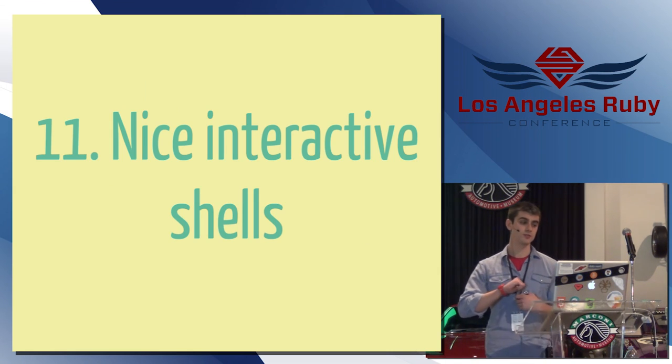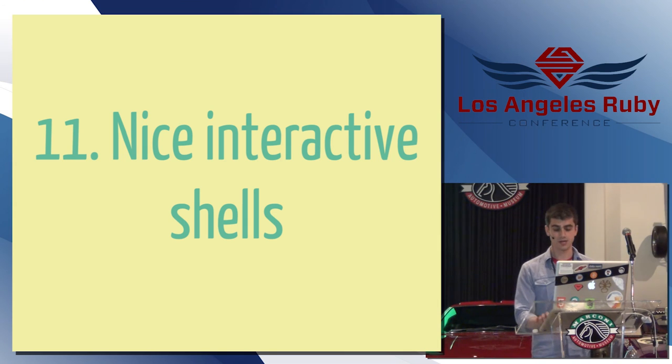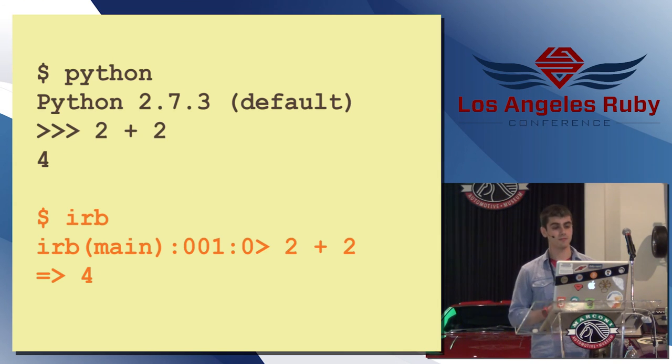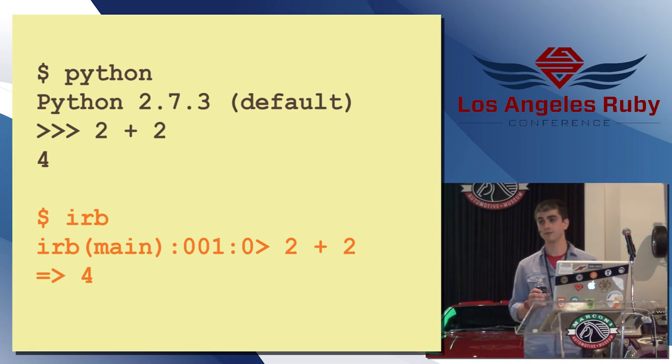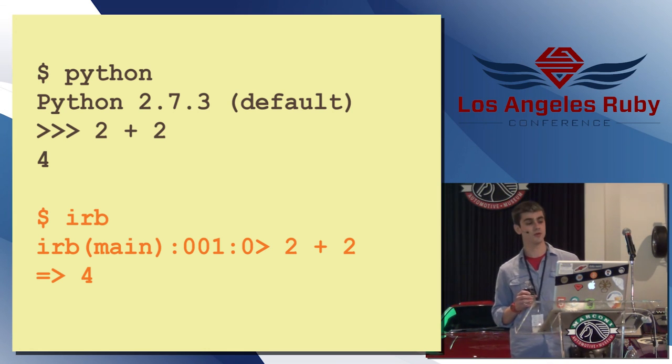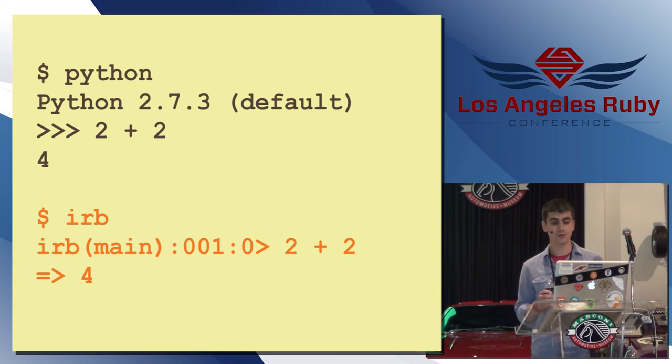Number 11, both languages feature nice interactive shells. In Python, you just invoke Python from the command line with no arguments, and that will give you an interactive shell. If you don't pass in a script to run, you'll just be there in the shell, so you can run any Python code. That's just like Erb. The only difference is Ruby has a separate program for the interactive shell.